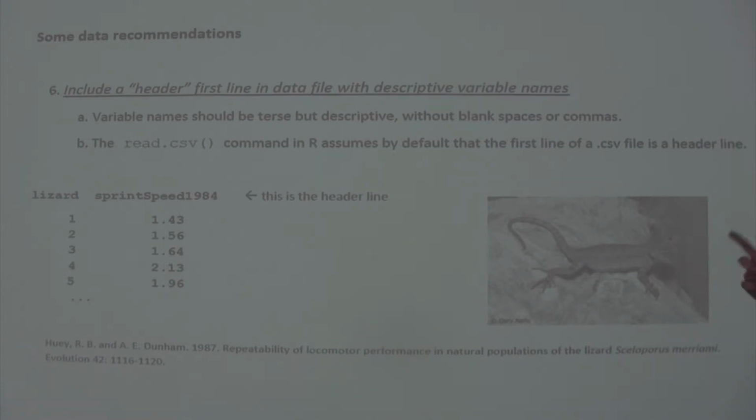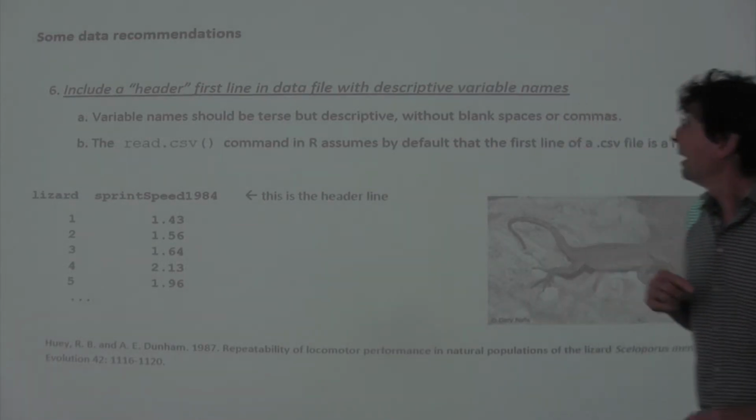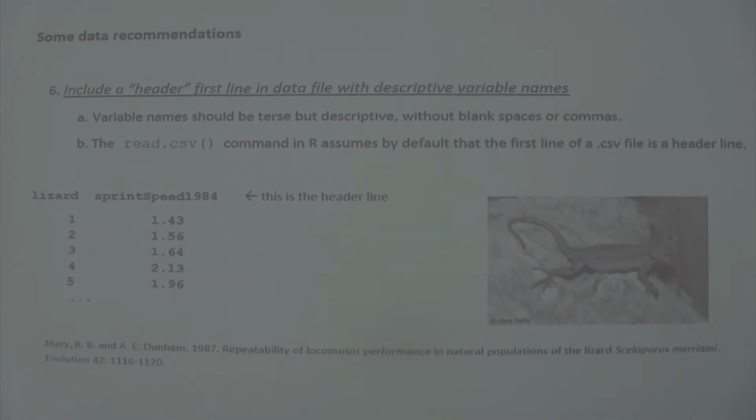This is a data set I'm going to show you in a couple of slides. Ray Huey and Art Dunham went to a population of lizards in Texas, I think, and they measured how fast they could run. They put them in a runway, tickle their tails, they zoom down, and there are lights or recorders down the side that record how fast the lizard runs. They repeat it, take the fastest measurement of the first 5. And they did this in 2 years just to ask themselves how repeatable is the measurement of running speed from 1 year to the next.